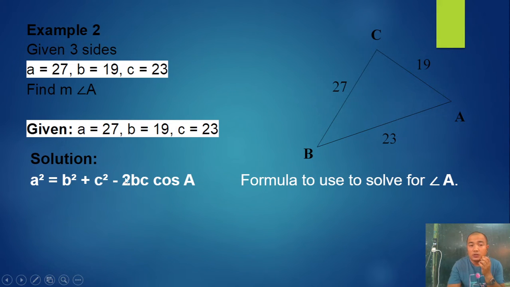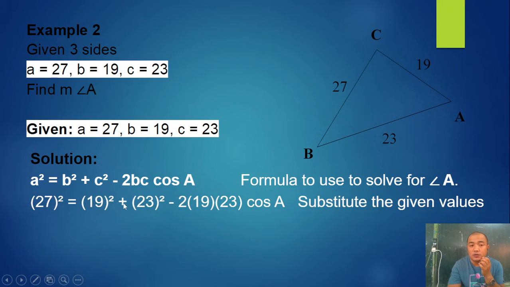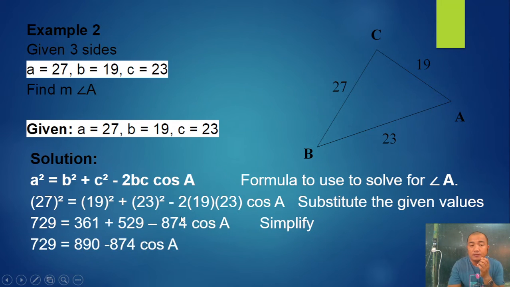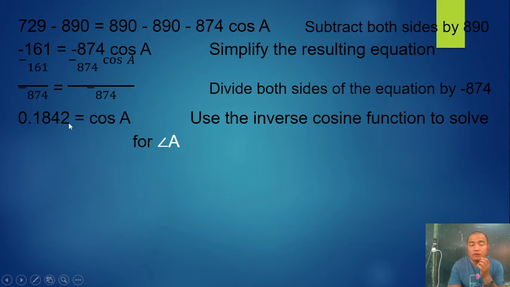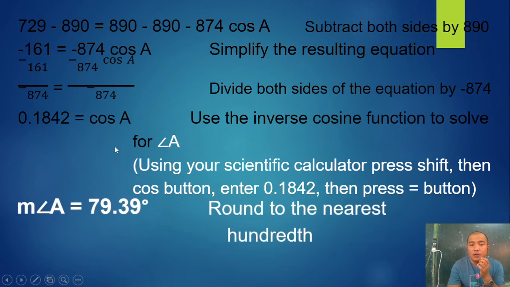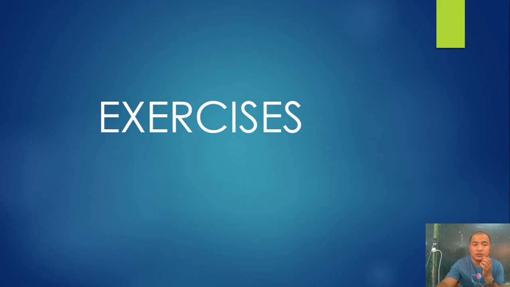So your A is 27 squared equals 19 squared plus 23 squared minus 2 times 19 times 23 times cosine A. So be careful in substituting the given values. If you substitute wrongly there, then you come up with the wrong answer. Then simplify. 729 is equal to 890, the sum of 361 and 529. Subtract now: 729 minus 890 divided by negative 874. Which is 0.1842. Then shift cosine 0.1842. That will be the value of angle A, 79.39 degrees.